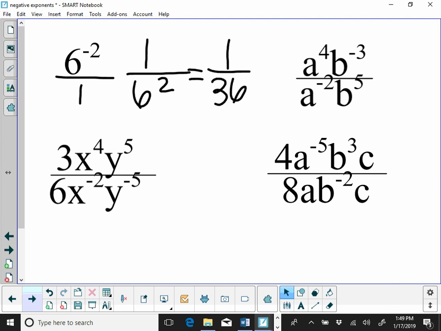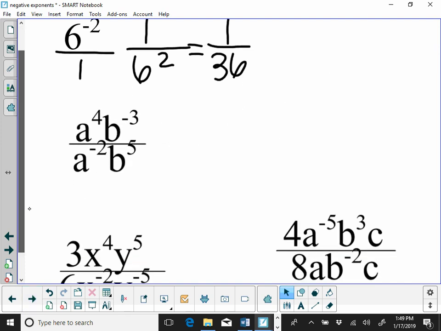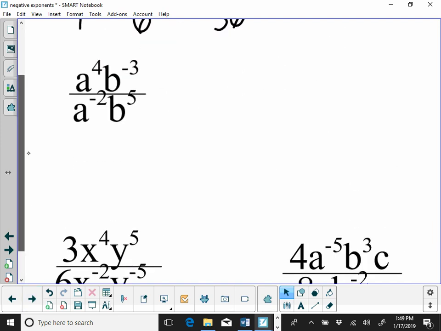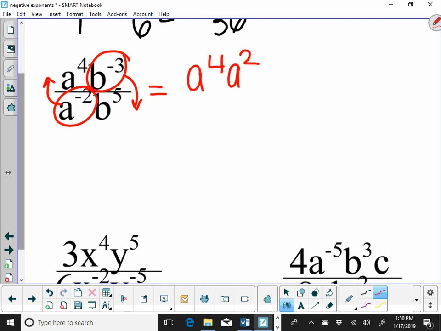I'll do some rearranging here so I have more room to write. All right, here's the next one. The first thing I'm going to do is move the ones that are in the wrong place. So what needs to be moved? That A negative 2 moves to the top, and that B negative 3 moves to the bottom. A4 is already on the top, and I moved A squared up. B5 is already on the bottom, and I moved B3 down. If it had a negative exponent, I moved it.